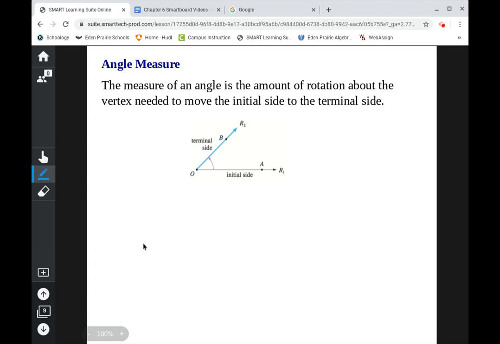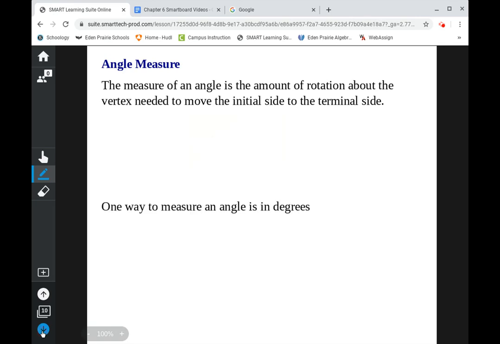The measurement angle is the amount of rotation about the vertex needed to move the initial side to the terminal side. So the question is, what is the size of this angle, or the measure of this angle, from the initial side, remember on the positive x-axis, to the terminal side? What is the measure of that angle? When we talk about angle measure, that is what we're talking about. One way to measure an angle is in degrees. We will actually be looking more so at radians.